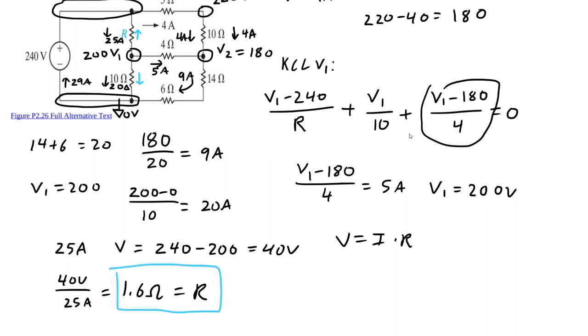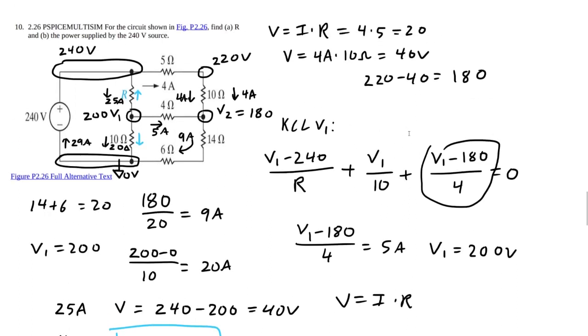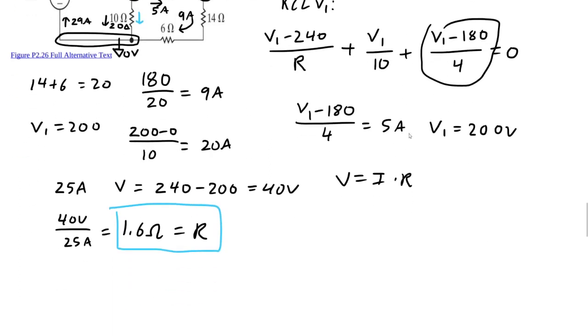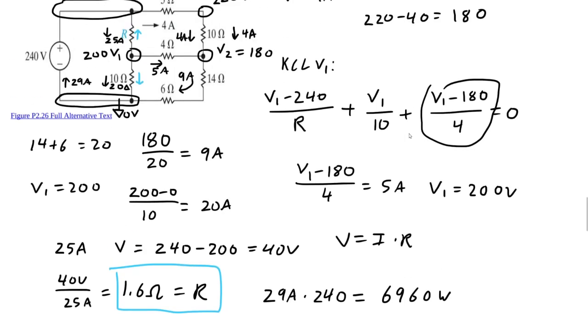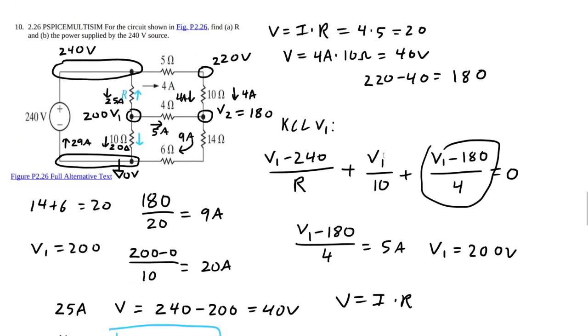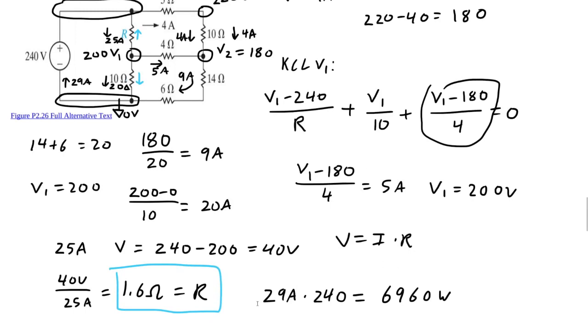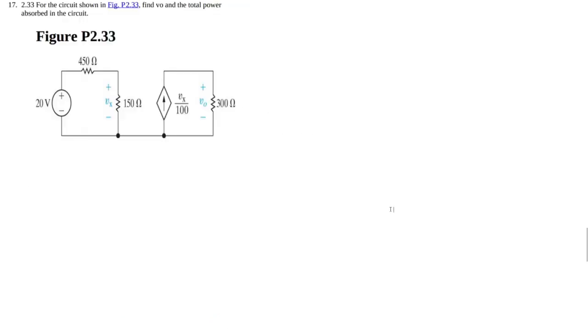Now let's go ahead and calculate the power supplied by the source. That one's going to be super simple. Since we already calculated all the other currents in the circuit, 29 amps times 240 volts is, what is it, 29 times 240, 6960. 6960 watts. And there we go. We've successfully calculated both R and the power supplied by the source.